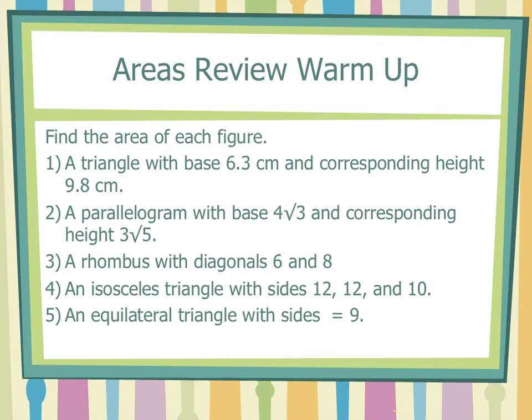Number 1 says a triangle with base 6.3 centimeters and a corresponding height of 9.8 centimeters. So hopefully remember that the area of a triangle is equal to 1/2 base times height. So this would be 1/2 6.3 times 9.8. Now you can either multiply 6.3 and 9.8, divide it by 2, or you could divide either one of those by 2. So because 9.8 is even, if we did a half of that, it'd be 4.9, and then I'd be multiplying 4.9 times 6.3.